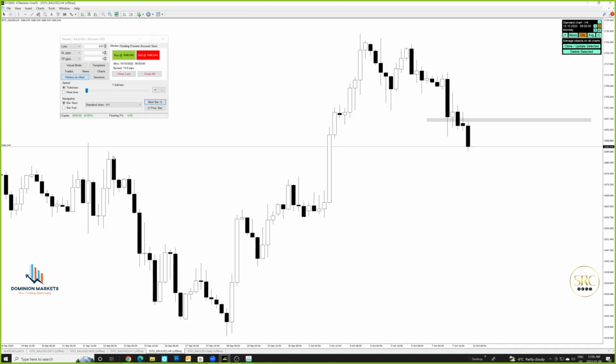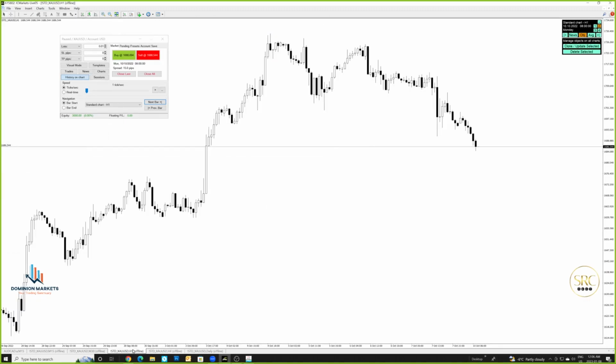Now, if this rejection was of some sort of importance, price may have rejected this area here as well and started to move up. But we can take a look at this rejection and say that, okay, if price is coming down, maybe, just maybe, we may reject from this area. So let's take a look on the 1 hour time frame.